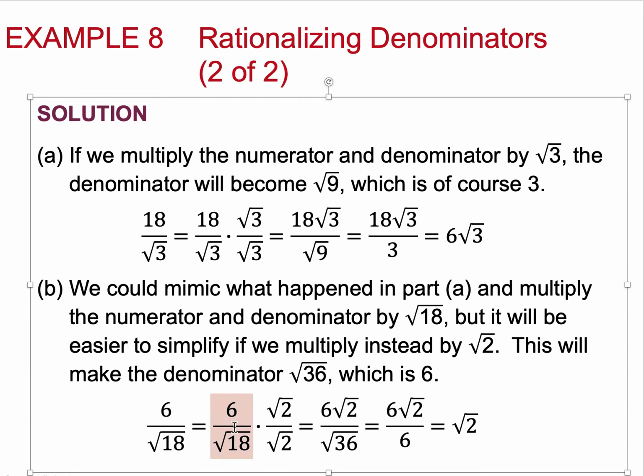So in the second one, you're going to do the same thing. You can't have a radical in the denominator. And so what they did was multiply by square root of 2 over square root of 2. Here's the thing, guys. Most of your students are not going to understand this step. They need to multiply by square root of 18 over square root of 18.